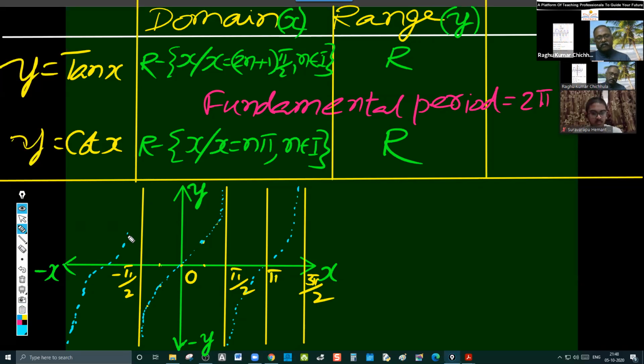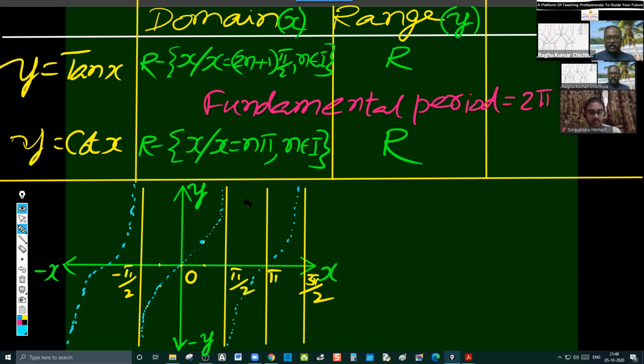That is the reason why this tan x is said to be a discontinuous function over the set of real numbers, because it does not accept some x values. That is the reason why it is said to be a discontinuous function. But you can see that for all values it is always an increasing function. As x increases, y is also increasing.